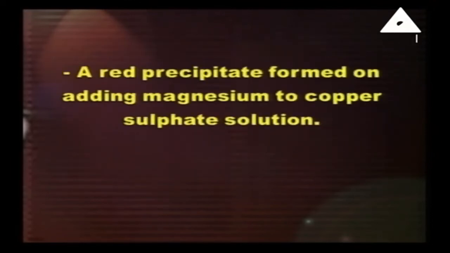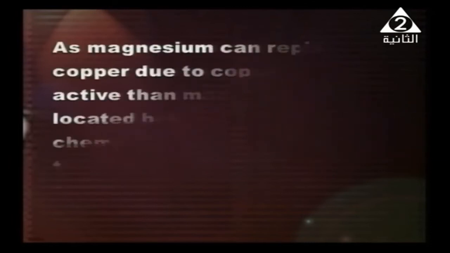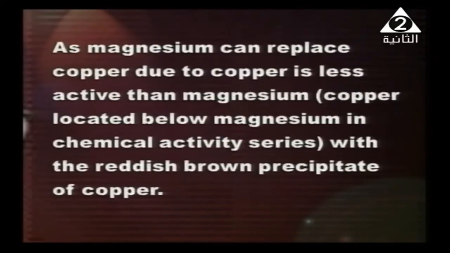A red precipitate is formed on adding magnesium ribbon to copper sulfate solution. It will produce magnesium sulfate and reddish brown precipitate of copper, as magnesium can replace copper because copper is less active than magnesium and is located below magnesium in the chemical activity series.